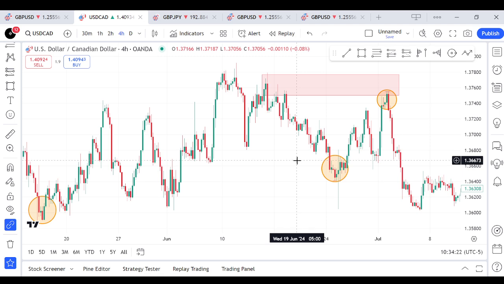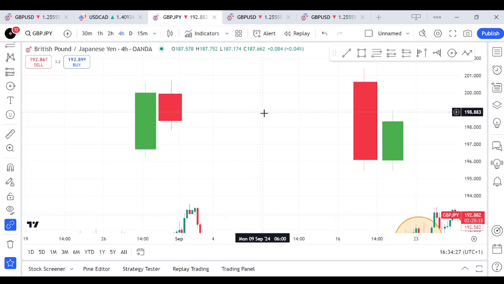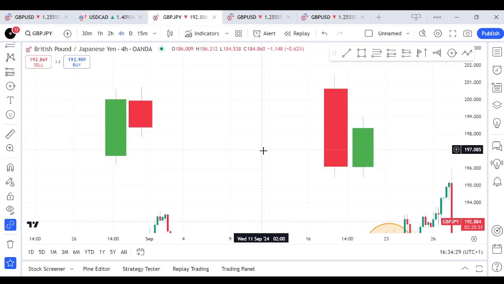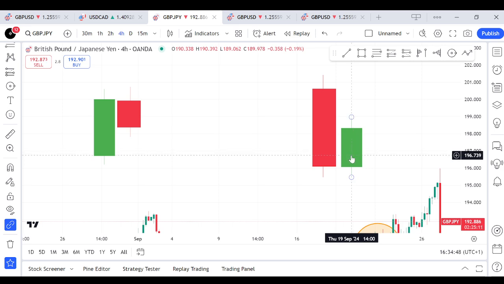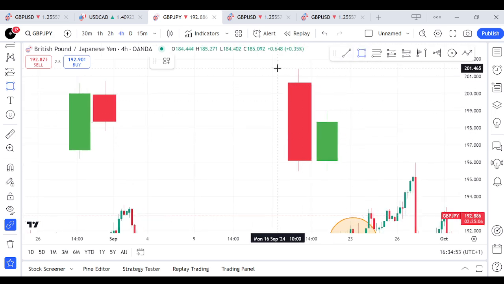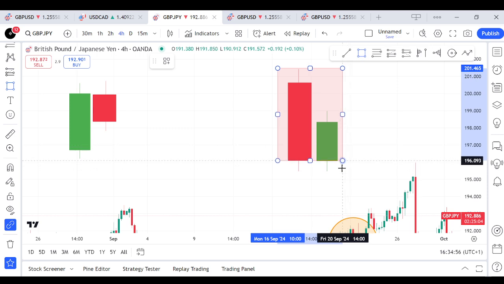So the next on my list is the harami patterns. The harami patterns appear during downtrends. So look for the bullish harami pattern. Look for a large bearish candle followed by a small bullish candle that fits entirely within the previous candle's body, and this pattern suggests that downward momentum is weakening. This right here is the bullish harami pattern.